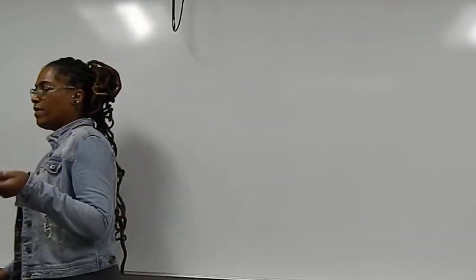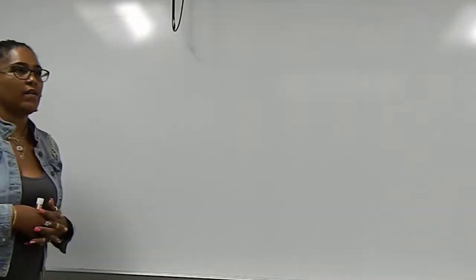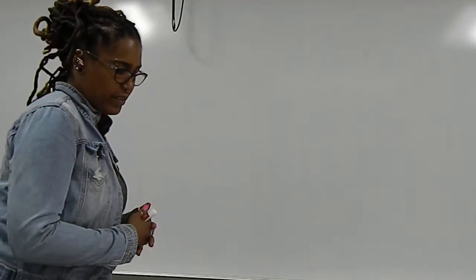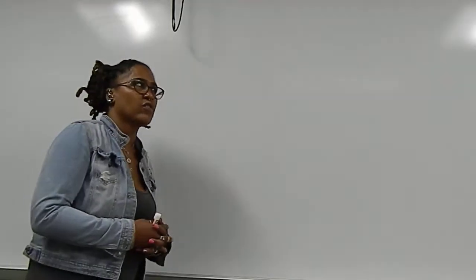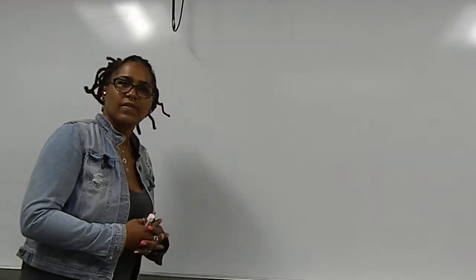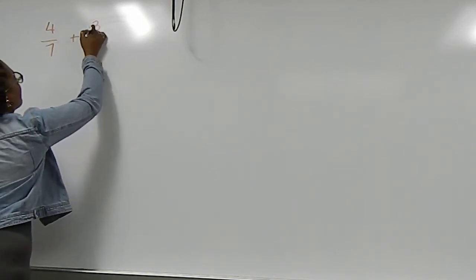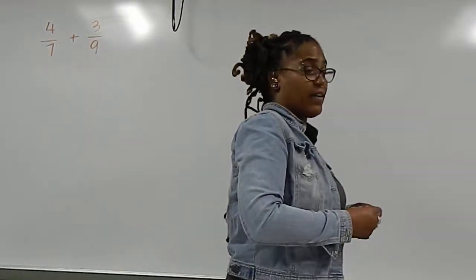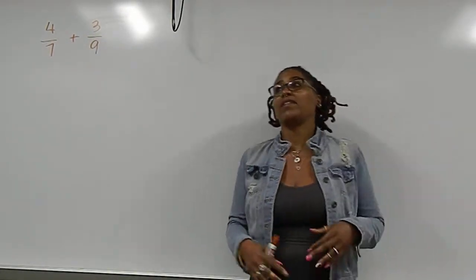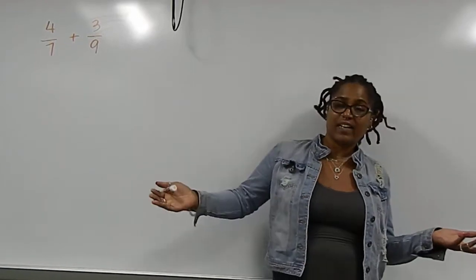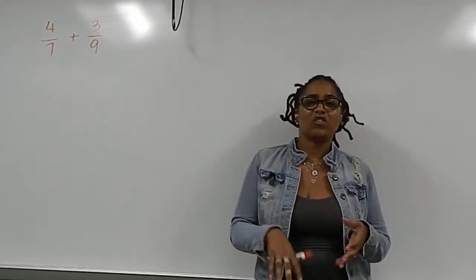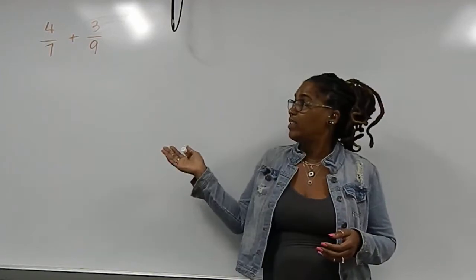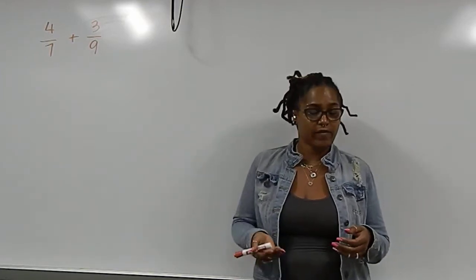So, I remember we left off adding fractions, right? Ooh, what were those fractions? 4/7 and 3/9 or something like that? So, I believe we left off adding fractions. But as I was stating, I forgot to go over the most important part when it comes to adding fractions, and that is multiplying fractions. It's presumed that you already know how to multiply fractions when you go to add and subtract fractions.